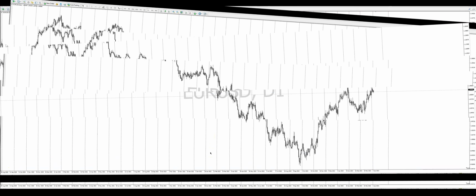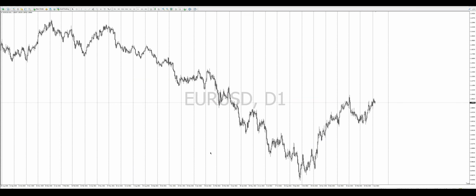So the first thing we want to do, guys, is identify key levels of support and resistance, but on the weekly time frame. So let's switch over to the weekly.